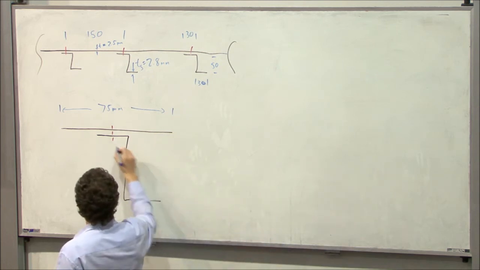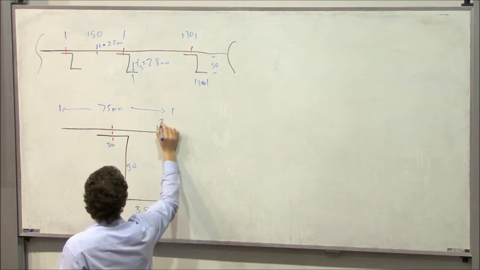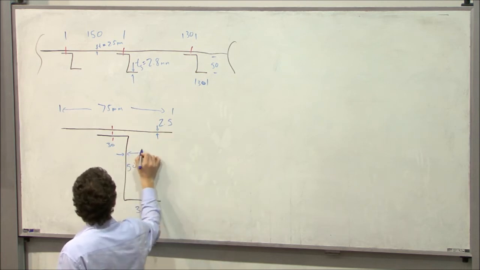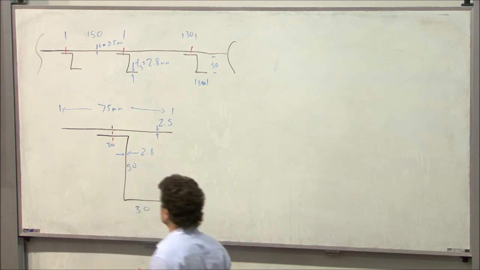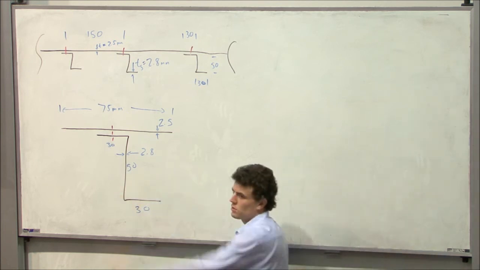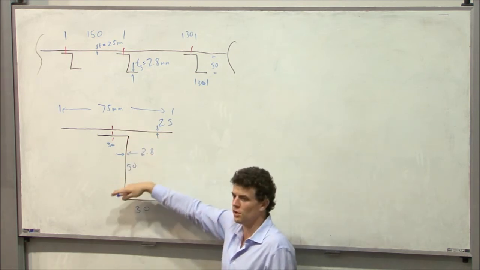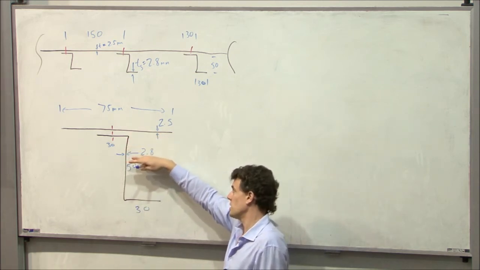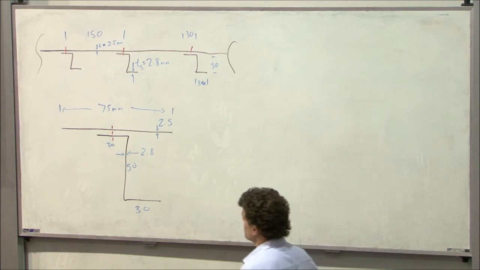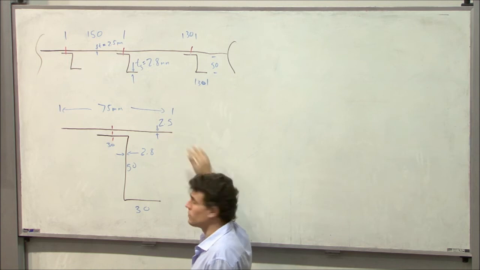30, 50, 30, 2.5, 2.8. Okay, so this is now just a complicated cross-section. We can first work out the centroid, then work out the IXX, and we can work out its buckling load. So we generally work out the centroid from the skin midplane as a datum.